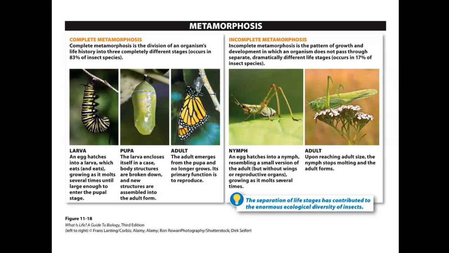Incomplete metamorphosis is where it has a pattern of growth and development in which the organism does not pass through separate, dramatically different stages. So it starts out as a nymph, where the egg hatches into the nymph, which resembles a small version of the adult, but it does not have wings or reproductive organs. So it's going to grow and then molt several times. Once it reaches its adult stage, it's then going to stay that size. It's going to stop molting, and that's the adult form. Notice it also has wings.